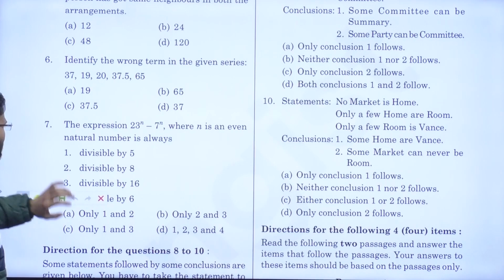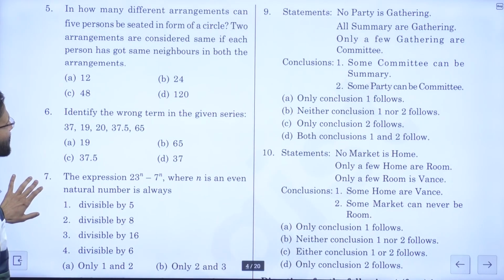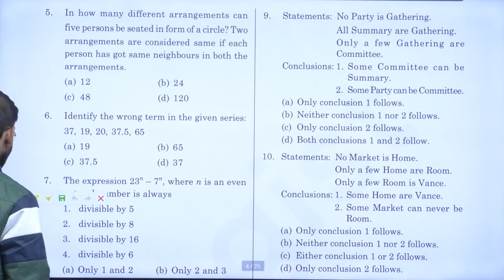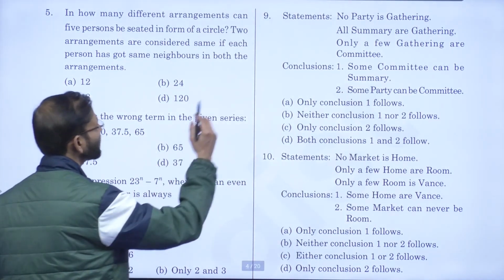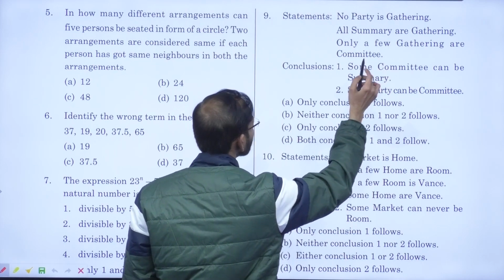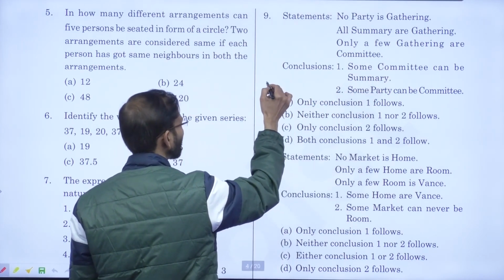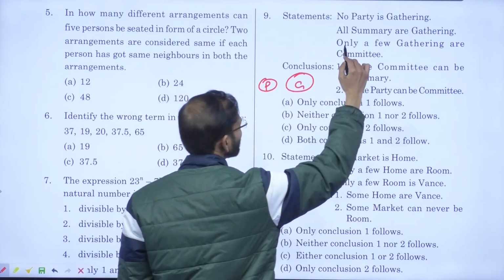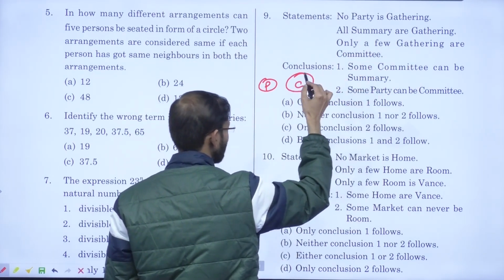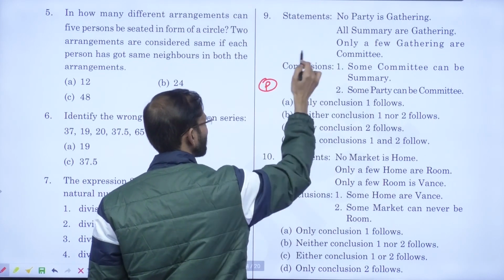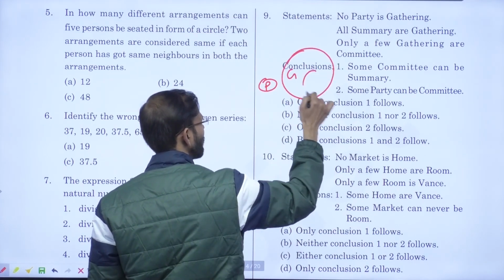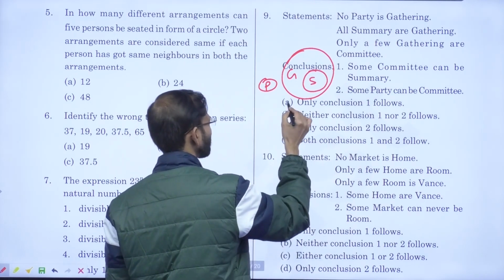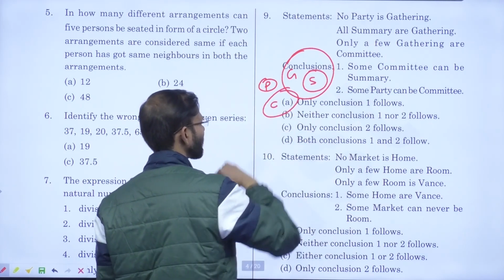Tell me which one I should solve. Let me solve these two questions, 9 and 10. Okay, guys, 9 and 10. No party is gathering. This is party and gathering. All summaries are gathering. Only a few gatherings are committee. Few gatherings are committee, right?